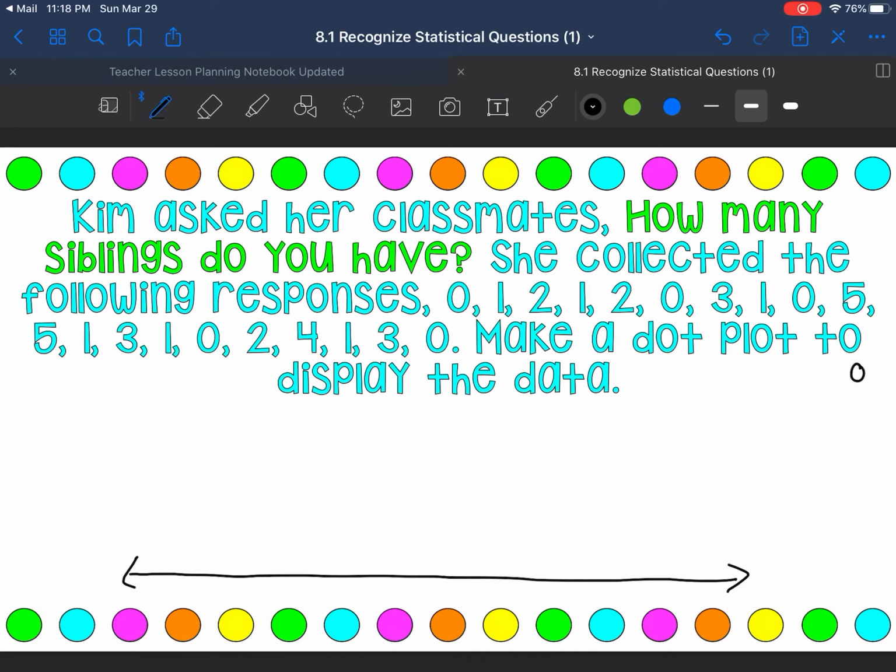Let's write all of these. So I got a 0, I got a 1, I got a 2. I already did 1, I already did 2, I already did 0. Oh, I got a 3 now. I already did 1, already did 0. Oop, 5, that's new. Already did a 5, 1, 3, 1, 0, 2. Oop, I got a 4, that's new. I got a 1, a 3, and a 0. Already got those.